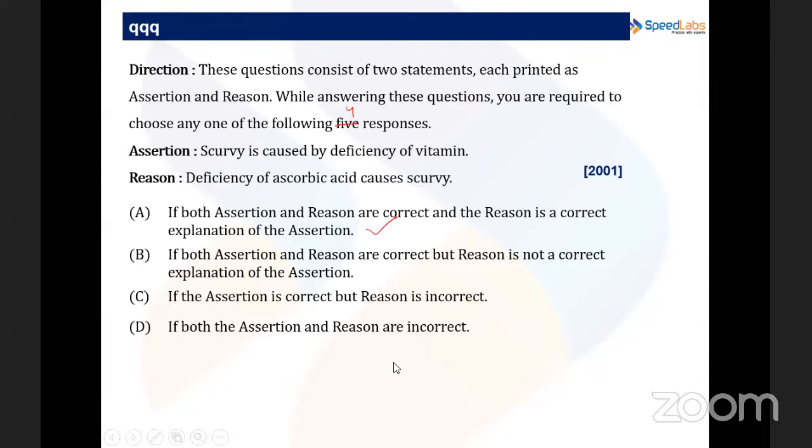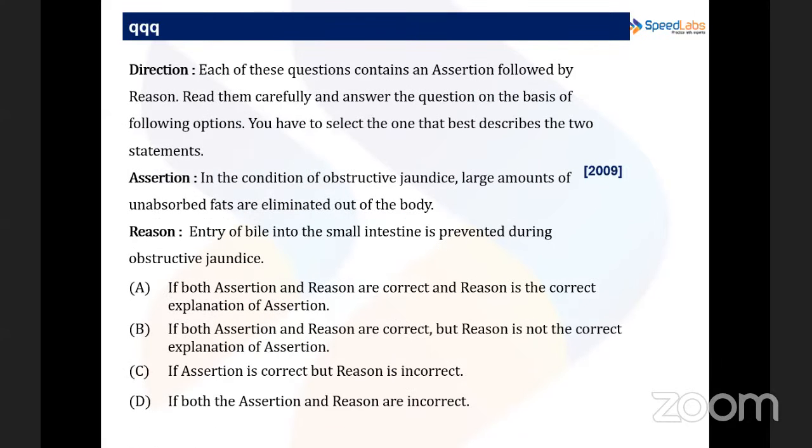Next question is again an AR based question. Before reading the direction, I start with the assertion only. Assertion: In the condition of obstructive jaundice, large amounts of unabsorbed fats are eliminated out of the body. Reason: Entry of bile into the small intestine is prevented during obstructive jaundice.